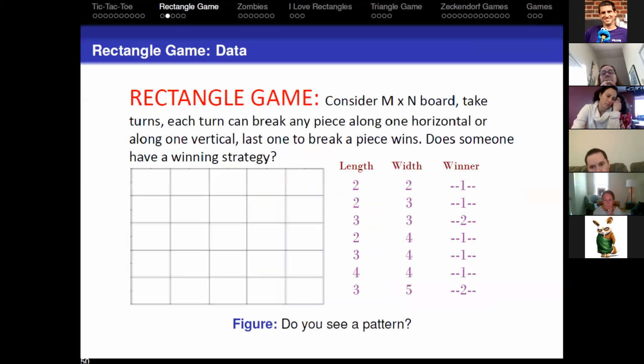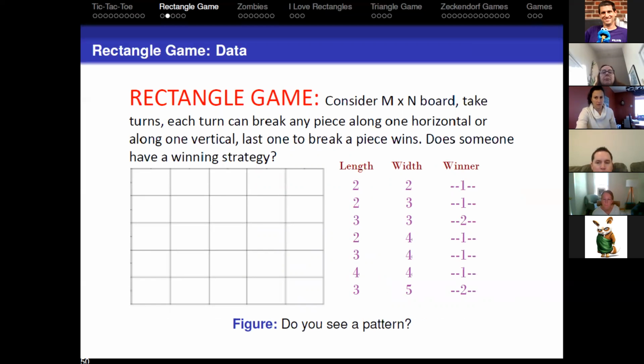Okay? And so here's a couple of bits of data. So we had a huge number of people play, and on every 2x2 board, player one always won. On every 2x3 board, player one always won. Maybe player one always wins, but no, on the 3x3 board, player two won every single time.